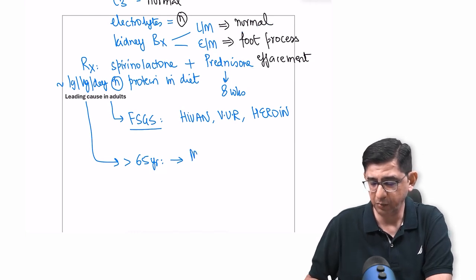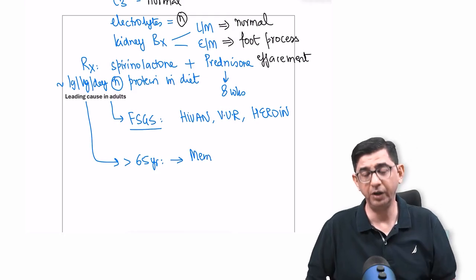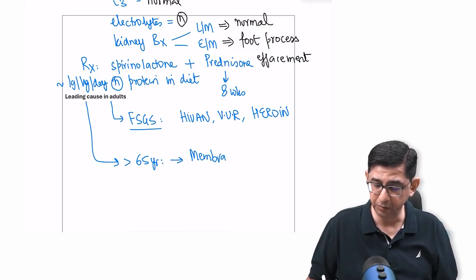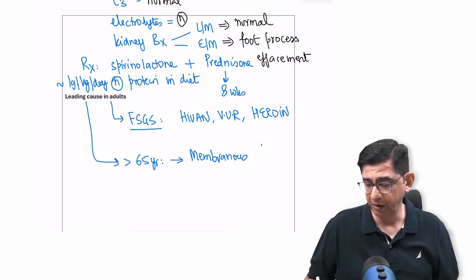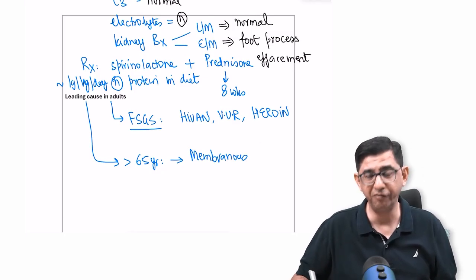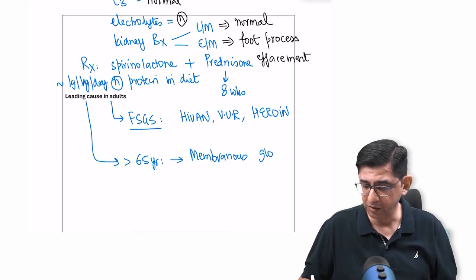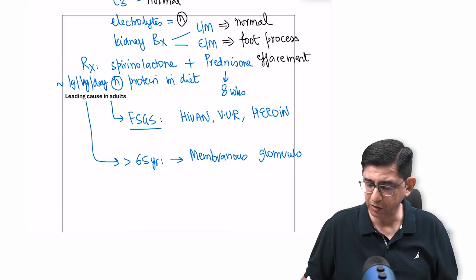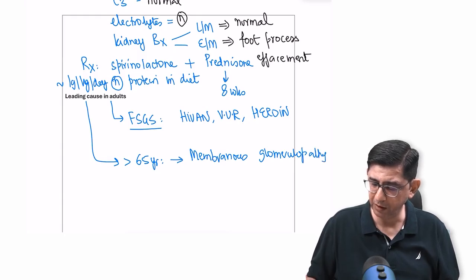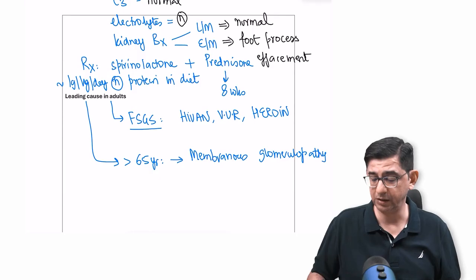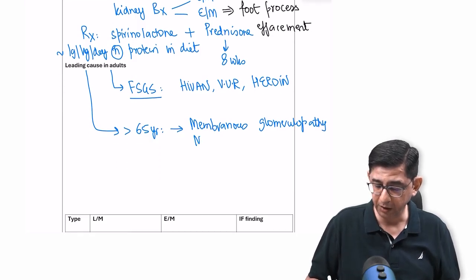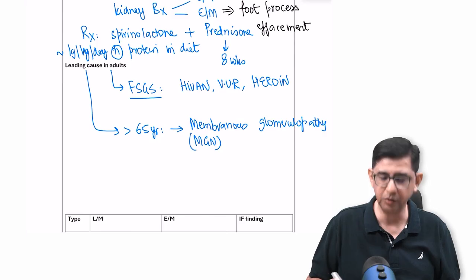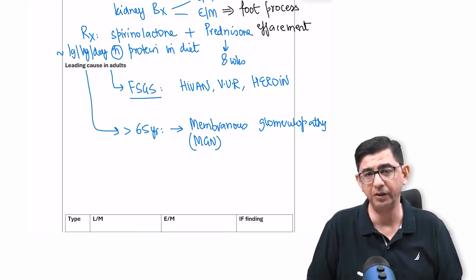If he says what is the important cause of nephrotic syndrome occurring in an adult population, then it is MGN. MGN will not be written as membranous glomerulonephritis. It is membranous glomerulopathy. Instead of membranous glomerulopathy, it may be written also as membranous nephropathy. It can be written as MGN, that is membranous glomerulopathy or membranous nephropathy.